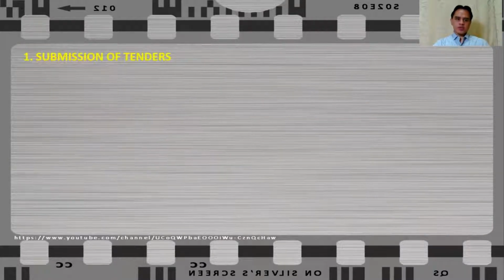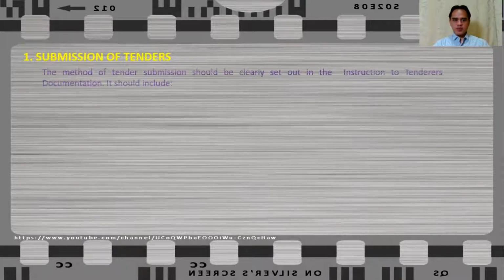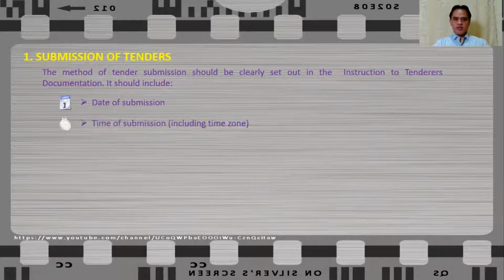Okay, first we will talk about the submission of tenders. How will the contractor submit their tender offer? The method of tender submission should be clearly set out in the instruction to tenderers documentation, which would include the date of submission, the time of submission, including the time zone, because it might be that you are holding an international project and your contractors are from different time zones, but the tender team are also from different time zones. So you must include the time zone.